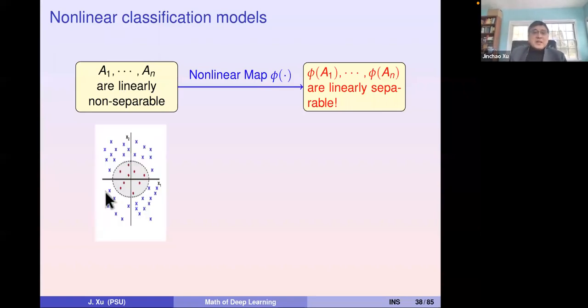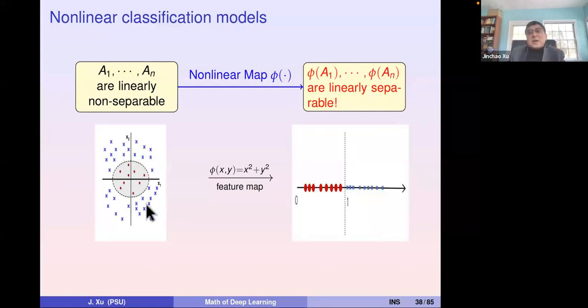So take this data, for example, in two dimensions. As you can see, there's no way to put a line to separate the red and the blue. The way to do it is actually a circle. That's actually a nonlinear function. If you take this circle nonlinear function and map it to 1D, as you can see, this is perfectly linearly separable data.